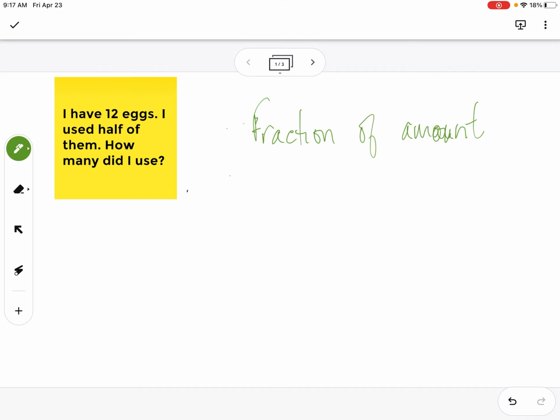So the question on the yellow sticky note says, I have 12 eggs. I have used half of them. How many did I use? There's my fraction. My fraction's showing up as a word right now, but you and I both know that's the fraction 1/2. And notice that the wording is saying I have half of the 12 eggs. That's what I mean by a fraction of an amount.